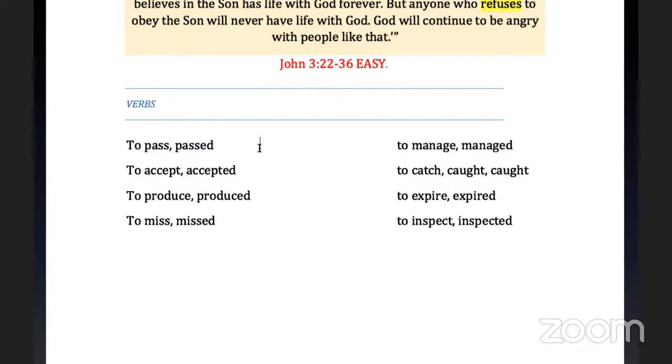Give me an example using catch. Atrapar, coger, agarrar, alcanzar. Por ejemplo, I'll show you how to catch fish. Te enseño cómo atrapar peces. I'll show you how to catch fish.